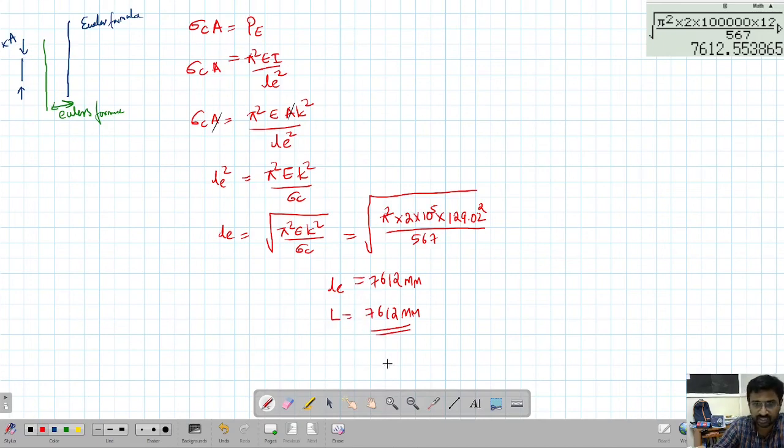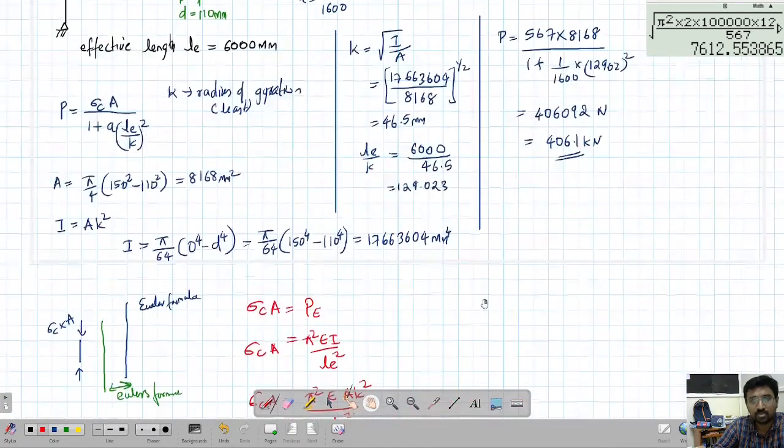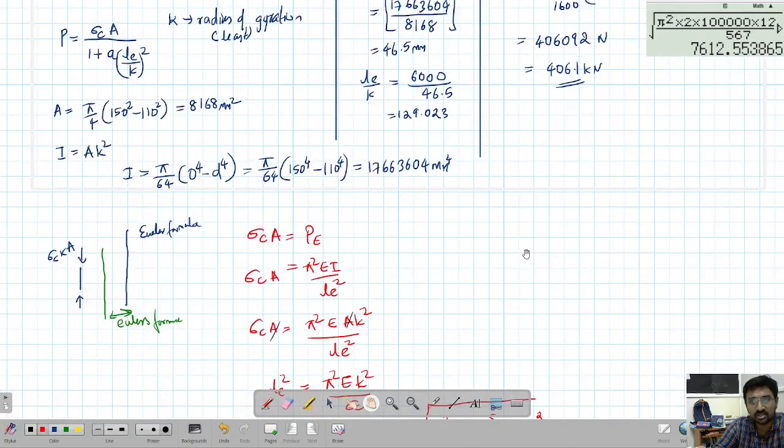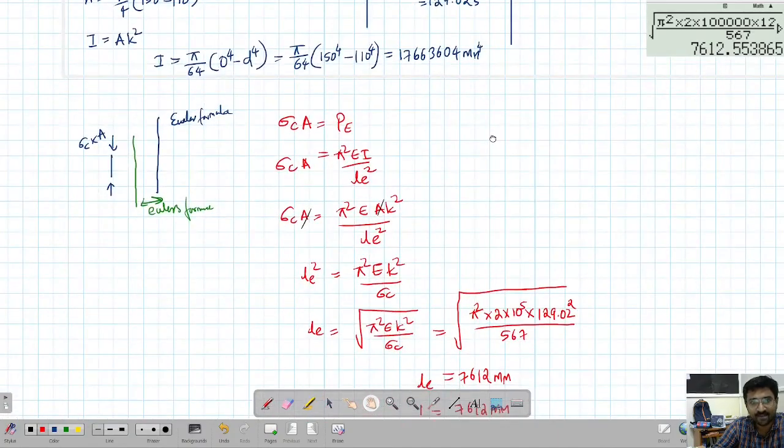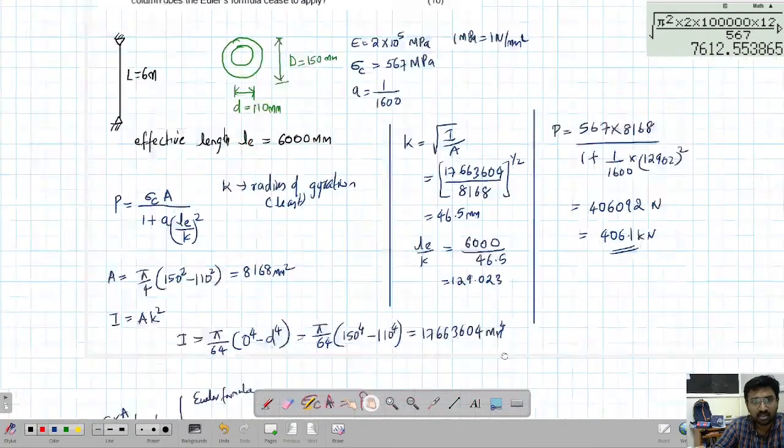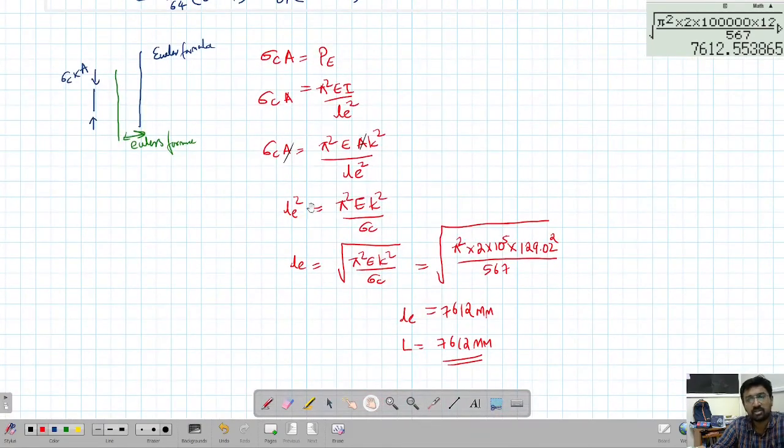I hope this is clear, and this is a direct formula-based answer. So these two parts you have to solve, and once you solve this, you can easily get the answer. Okay, so this is this problem. We will solve another problem in the next video.